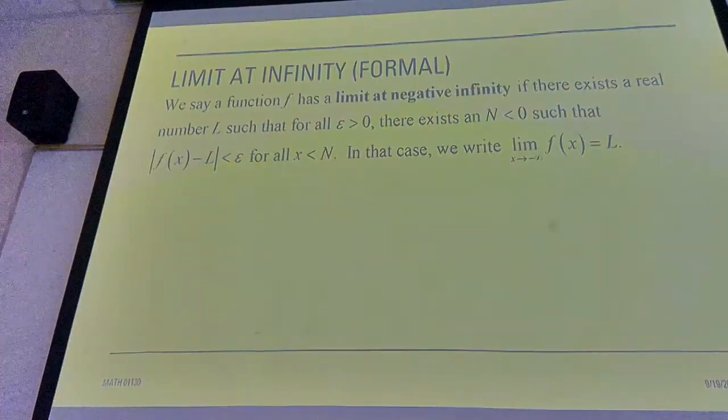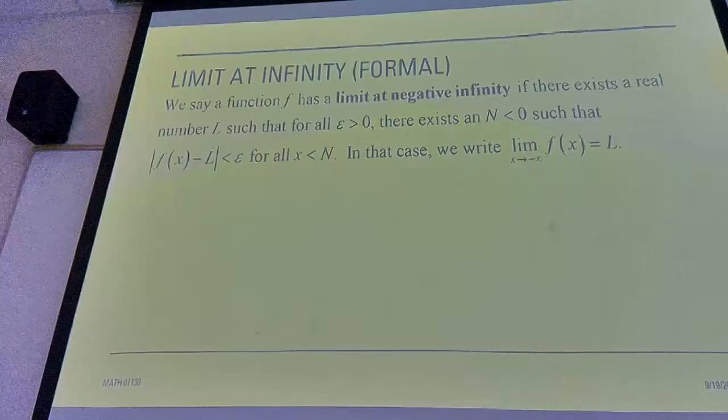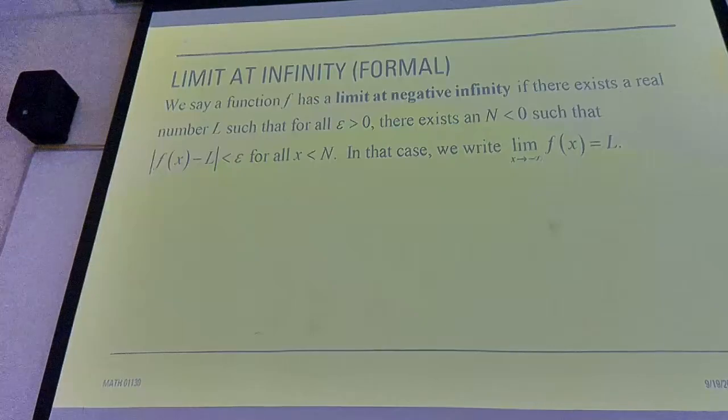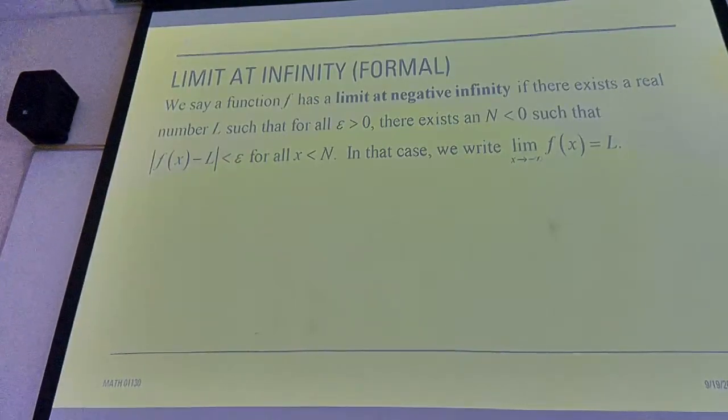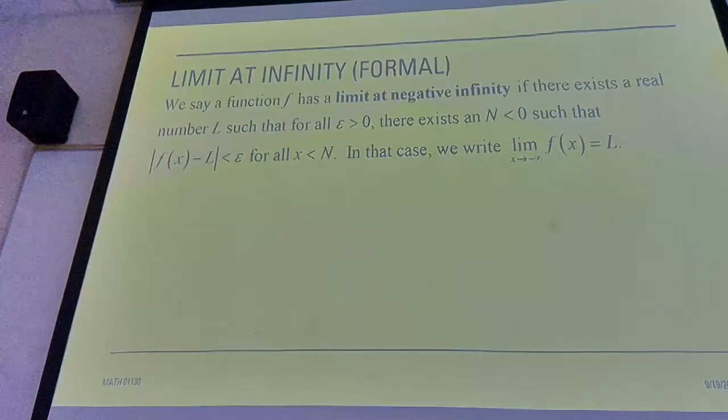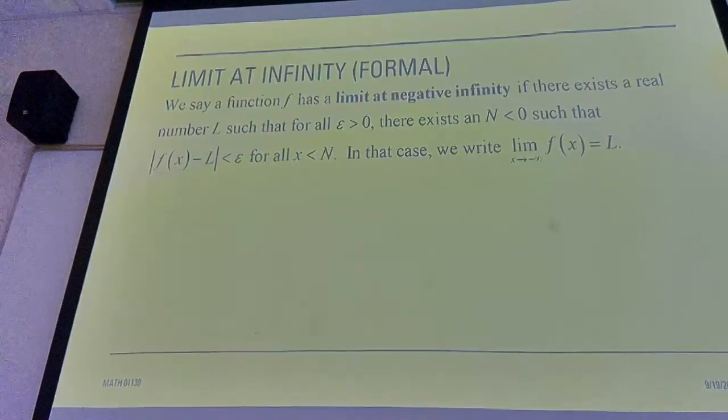Same kind of idea, limit at negative infinity, except now N is going to be less than 0, and it'll be for all x less than N. And I will tell you, we're not going to do any epsilon N proofs.